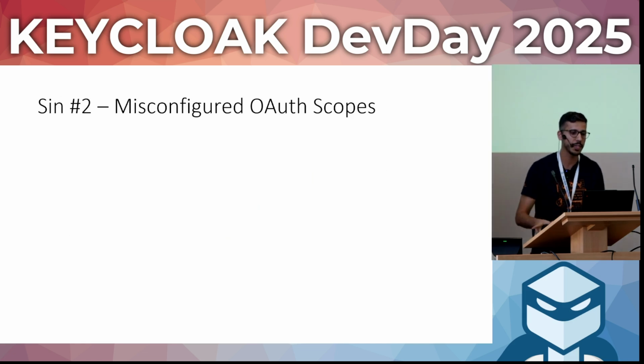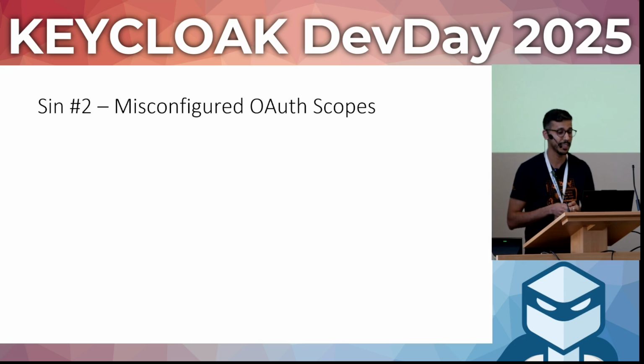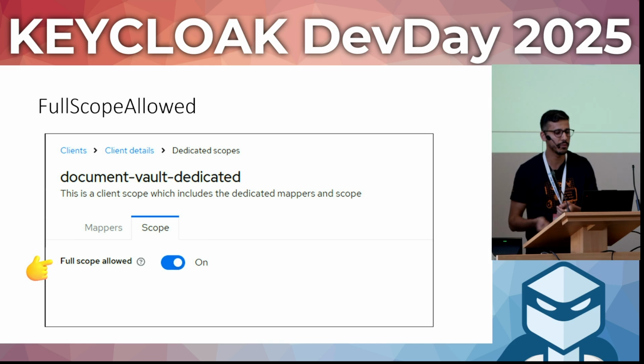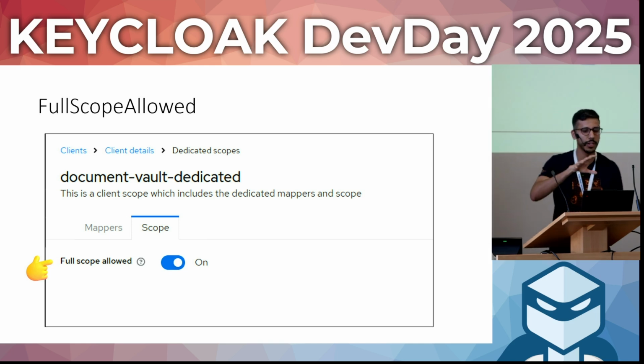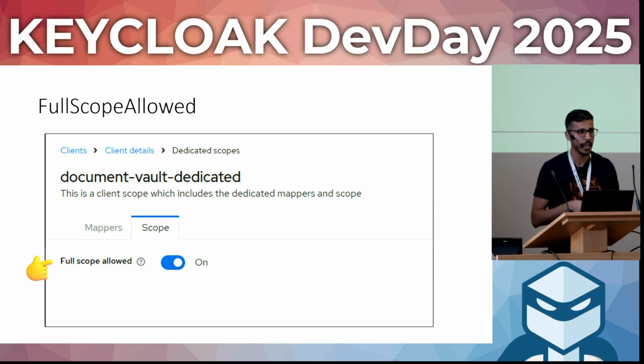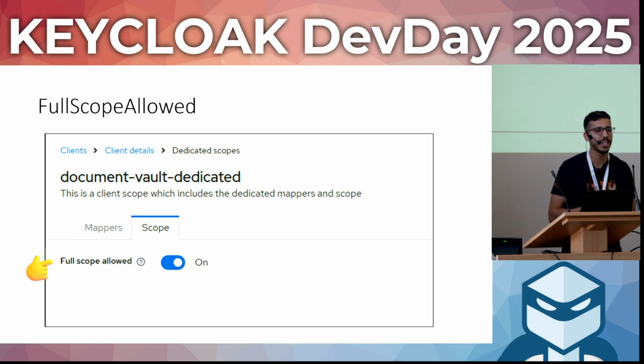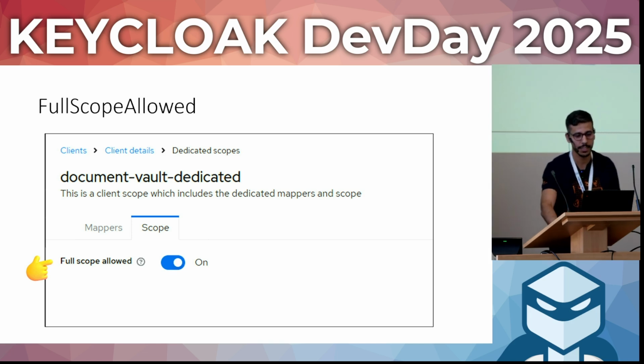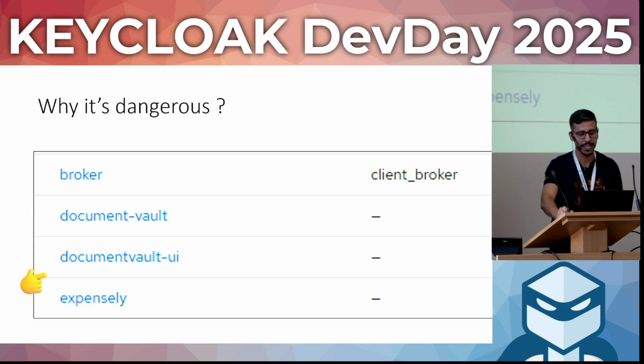But there is a simpler way, and here we are going to switch to the second sin, misconfigured OAuth scopes. We have a setting called Full Scope Allowed. It's hidden somewhere in the client configuration, and it's enabled by default. And when it's enabled, the client application can request any scope from the list. Why can this be dangerous?